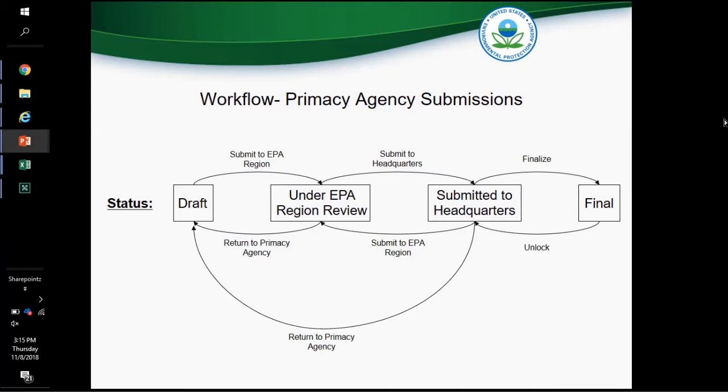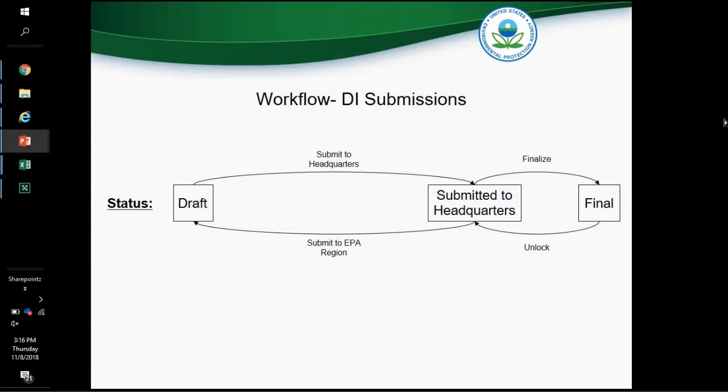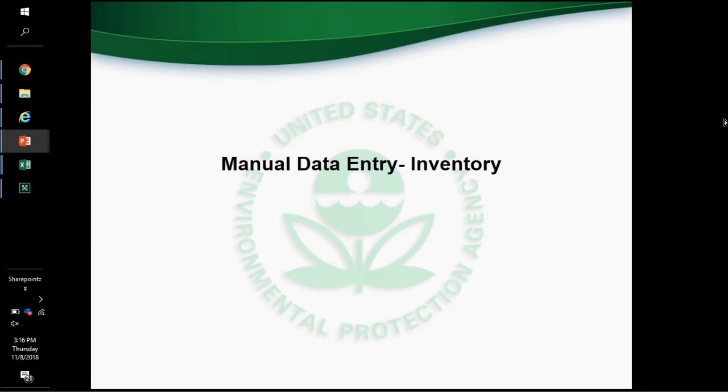So what this slide is showing is the workflow for primacy agencies, and obviously for DI programs, there's one less step. So a record starts in draft status, and then the next step from draft is just submitting to EPA headquarters. So their workflow looks a little bit simpler, where we've taken out the status of submitted to EPA region.